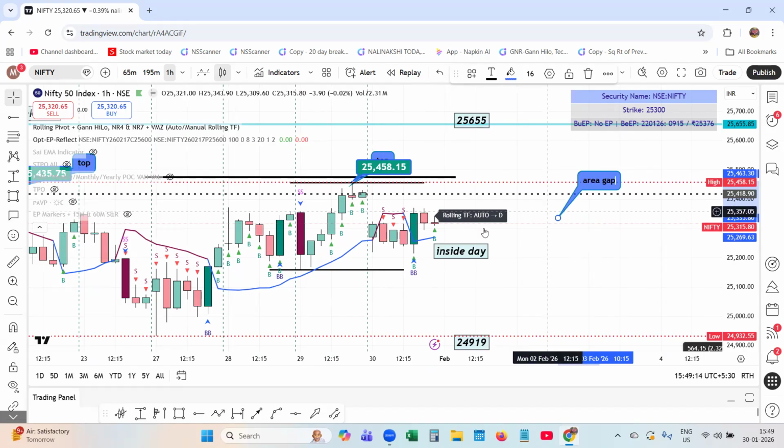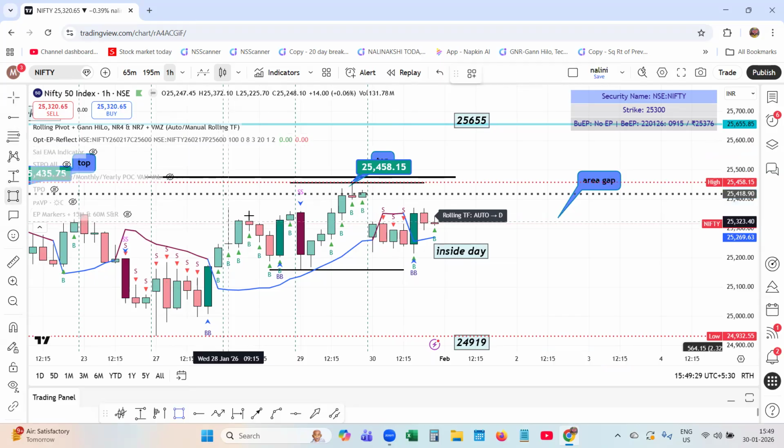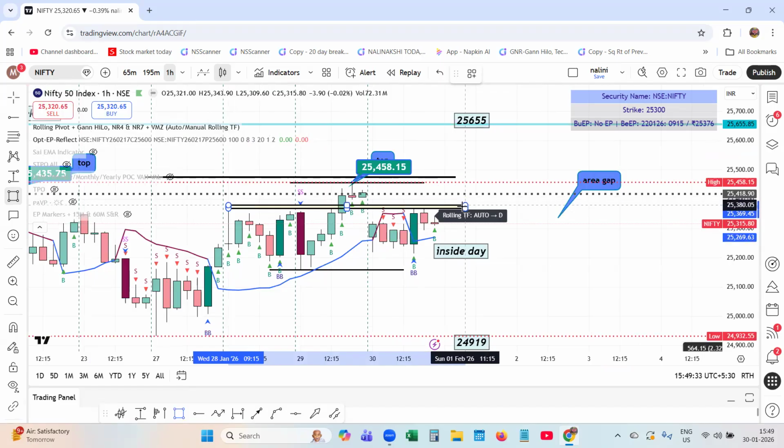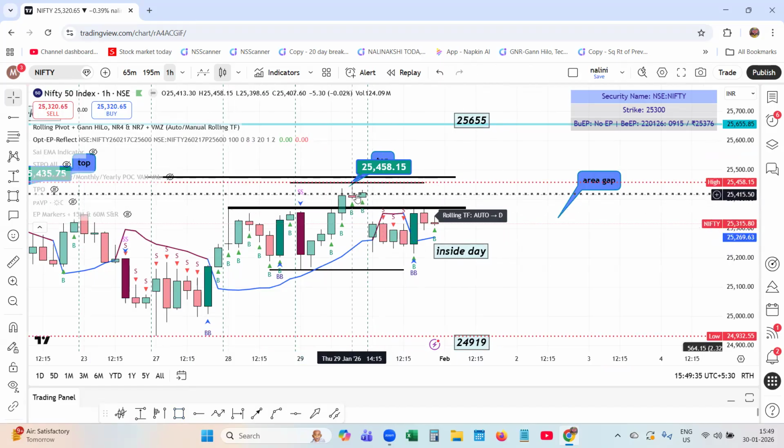So you should not aggressively attempt to short in the market, because since it is an area gap, it tends to fill the gap. The market moved up to this and almost tried to fill it, but it was not complete, but it tried to move higher. You could have traded actually.